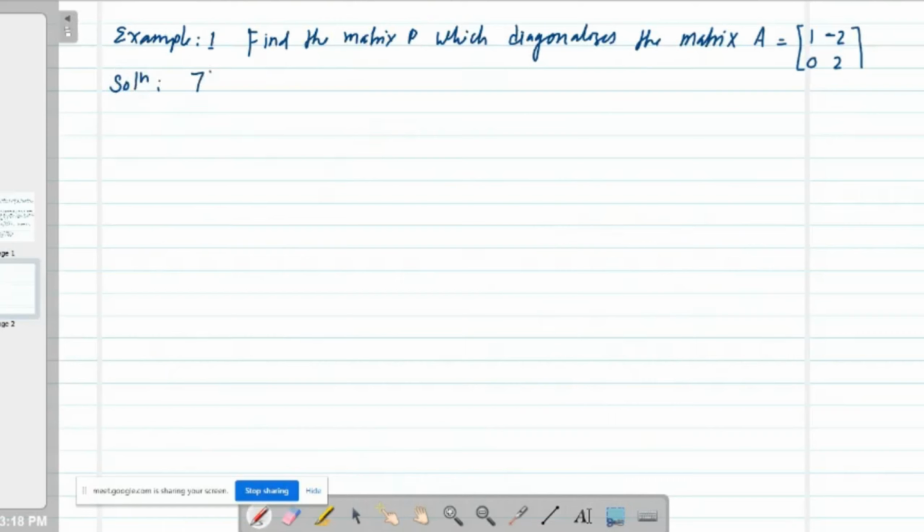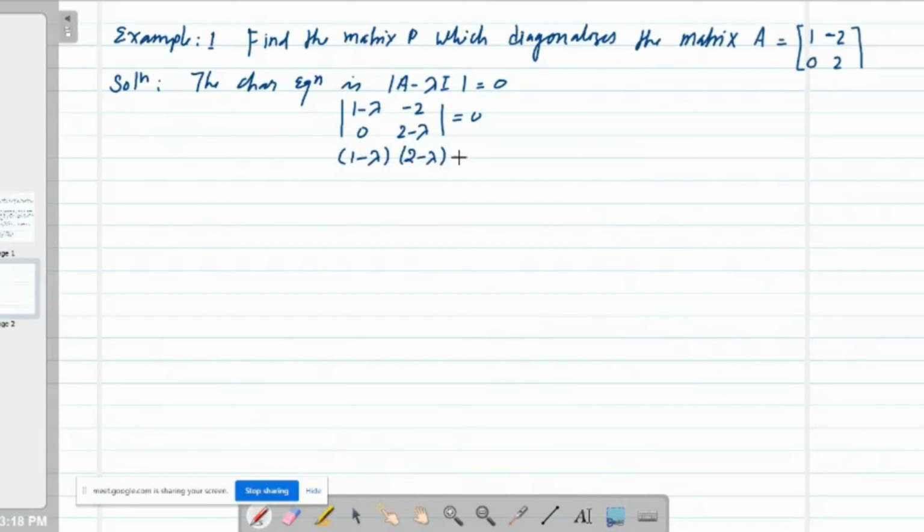Solution. The characteristic equation is given by determinant of A minus lambda I equal to 0. So for this we will have the matrix with 1 minus lambda, minus 2, 0, 2 minus lambda, and this equal to 0. Cross multiplying, you will get (1 minus lambda)(2 minus lambda) minus (minus 2 times 0), and this equal to 0.